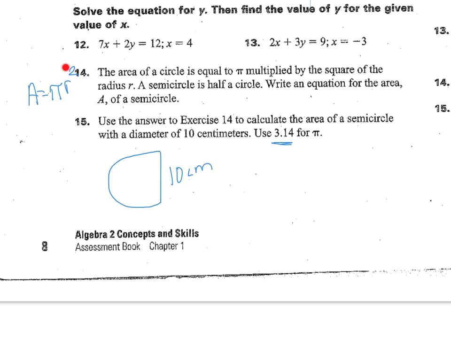Again, I gave you most of it. You just have to figure out what you need to put with it to only find half of the circle. This would give you the whole thing. What do you have to do to cut it in half?